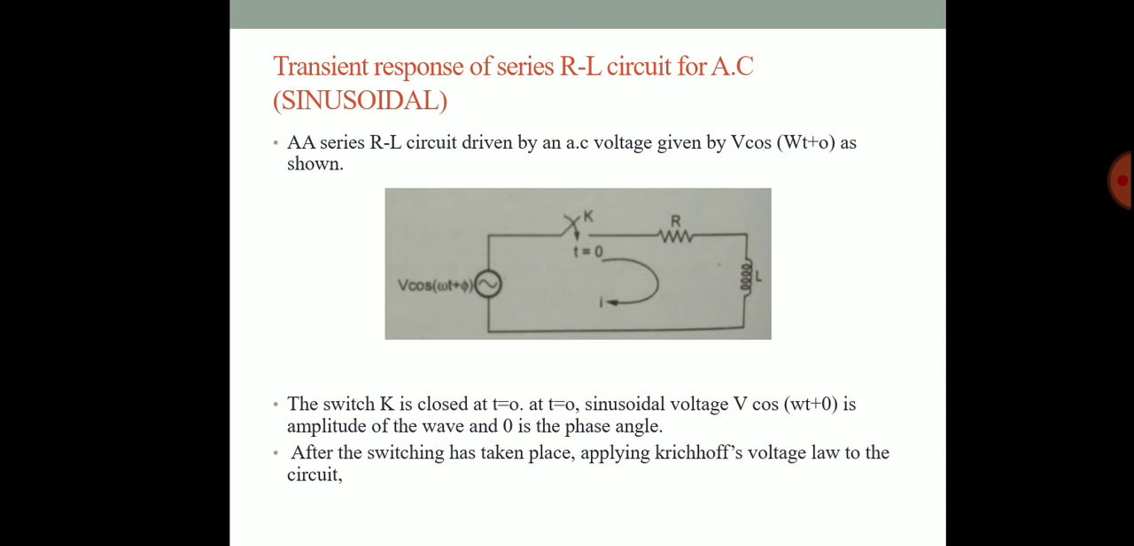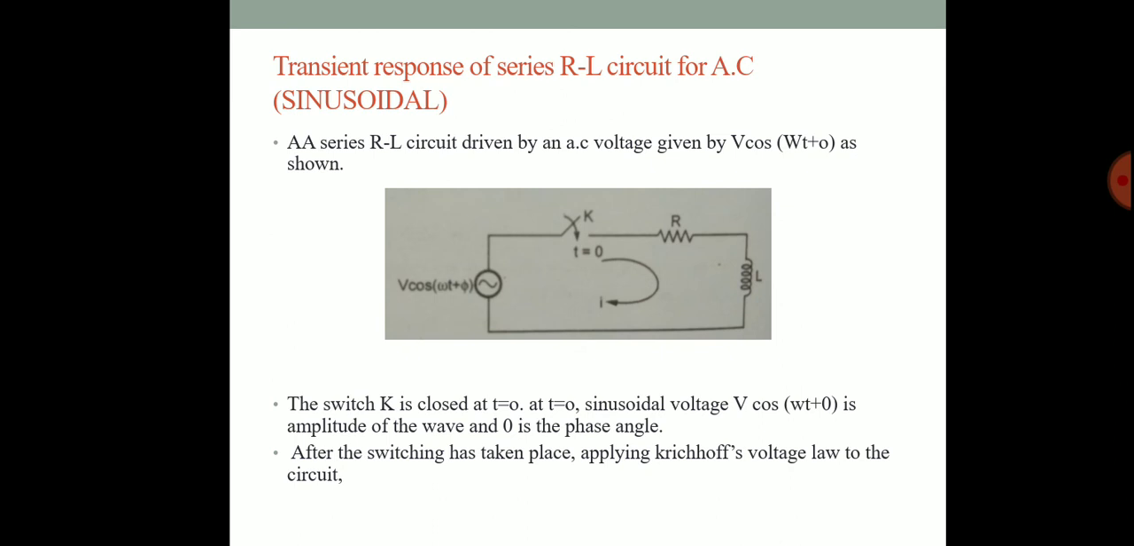After the switching has taken place, applying Kirchhoff's voltage law to the circuit, we get V cos of omega t plus pi equal to Ri plus L of di by dt. That is a differential equation. For the above equation, the solution consists of two parts, namely the complementary function and the particular integral. The complementary function of the solution, i_CF, is equal to K1 e to the power of minus R t divided by L.